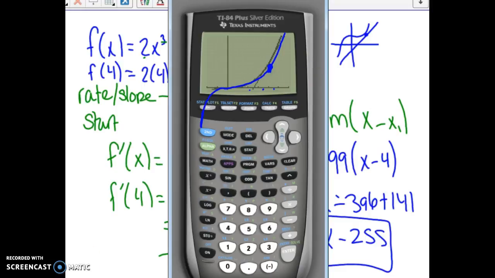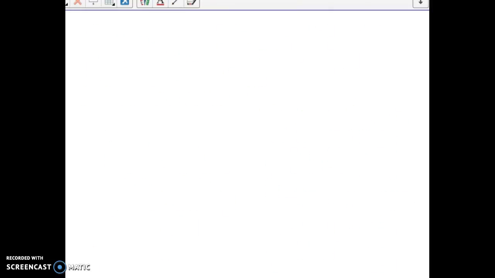Let's try another example. Let's do the equation y equals x cubed minus 25x plus 3, and I want the equation of the tangent line at x equals 5. Okay? So what I would like you to do is find the equation of the tangent line on your own, and as you get stuck, we'll come back together and see where you're stuck.